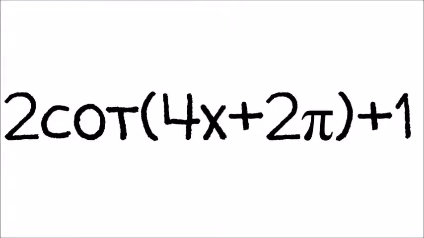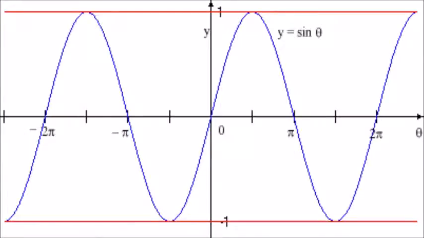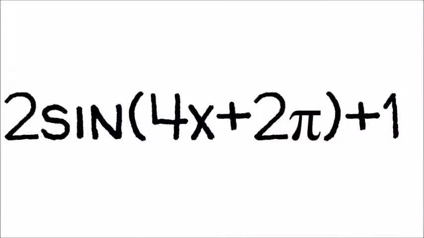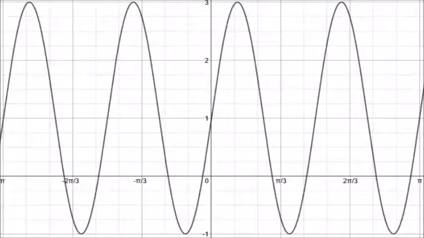So, let's draw the cotangent function 2 cotangent of 4 times (x plus 2 pi), plus 1. So the first thing we do is draw the sine function. In our last video, we talked in detail about drawing these functions, so let's do it fast. To draw the sine function that will help us draw the cotangent function, just replace the cotangent in the equation with sine. This is the same equation we drew in the last video, and is represented by a midline of 1 with an amplitude of 2, a phase shift of negative pi over 2, and a period of pi over 2.